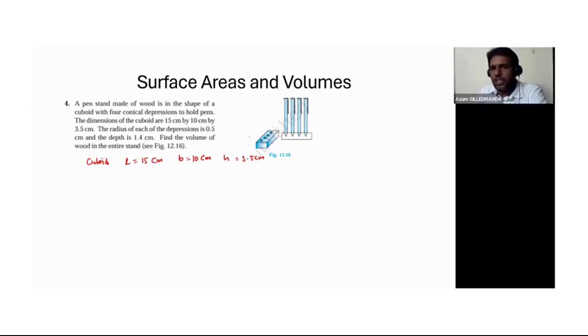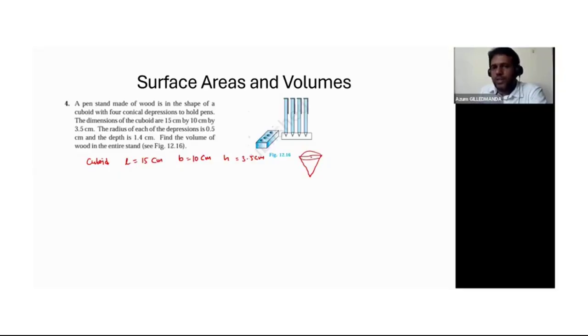You understood? Here, each shape is a conical shape. There are 4 cones here to hold the pens. So the dimensions of the cuboid are given, and the radius of each of the depressions, that means the radius of the cone, is given. So let's say I am taking just one shape. This is where you keep the pen, right? That means this is like this, guys.